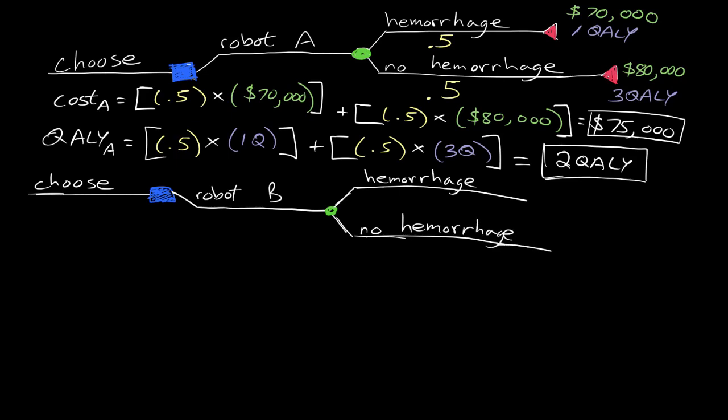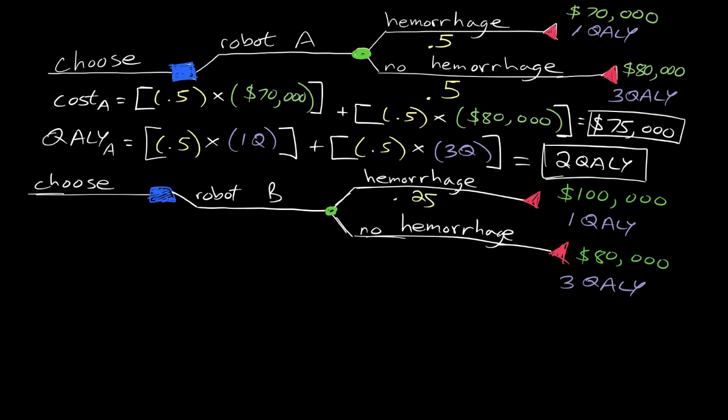Now you see it's symmetrical to the top robot. And I'll draw in the red terminal triangles, the outcomes here. If you choose robot B and it has a hemorrhage, we're going to say that's $100,000. But if you choose robot B and there's no hemorrhage, that's $80,000. So again, these two costs are going to take a weighted average and roll back into a single cost. If you choose robot B and there's a hemorrhage, let's say there's one quality adjusted life year, but if there's no hemorrhage, we'll say that's three quality adjusted life years.